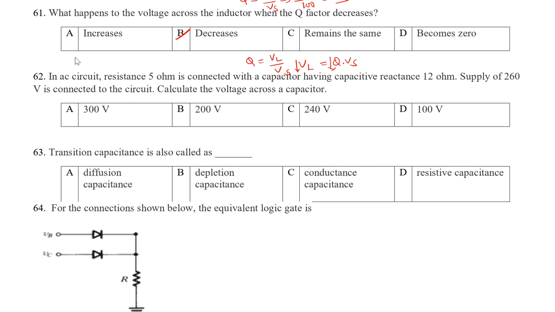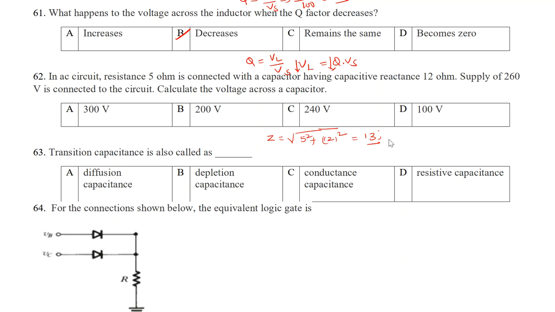Next, question 62. In a circuit, a resistance of 5 ohms is connected with a capacitor having a capacitive reactance of 12 ohms and a supply of 260 volts connected to it. Calculate the voltage across the capacitor. First, I will give a hint so that you can do this. First, find the value of Z. Z is nothing but the square root of R squared, which is 5 squared, plus the reactance 12 squared. If you substitute here, it is going to be 13.